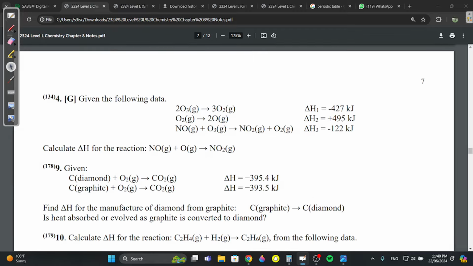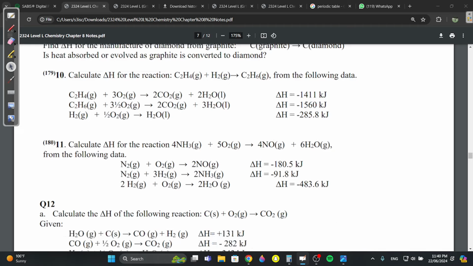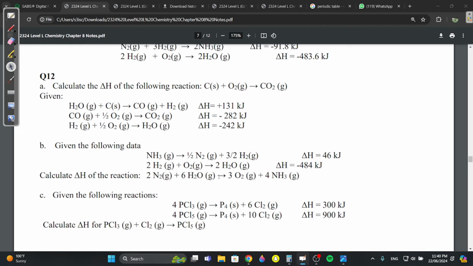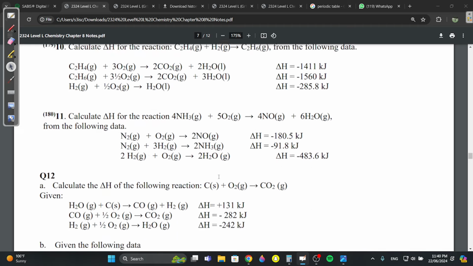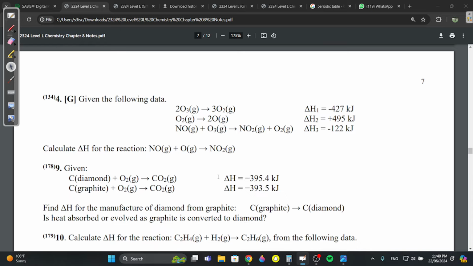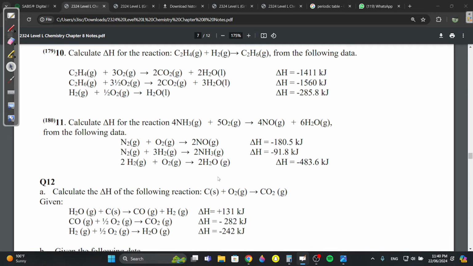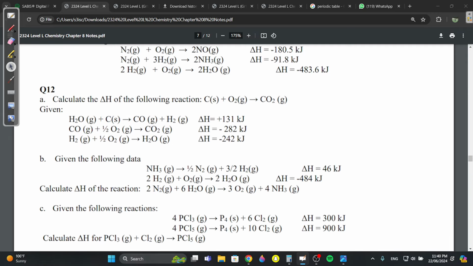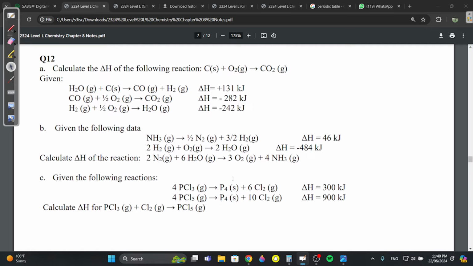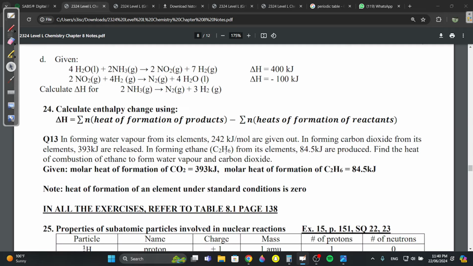Now, question 4. I'll calculate the delta H. There's a lot. Okay, I'm gonna start skipping it. No, we did a lot of these in the quizzes. I'm gonna skip all these Hess's law questions. And you just have to flip, flip and check. I'll do one more.